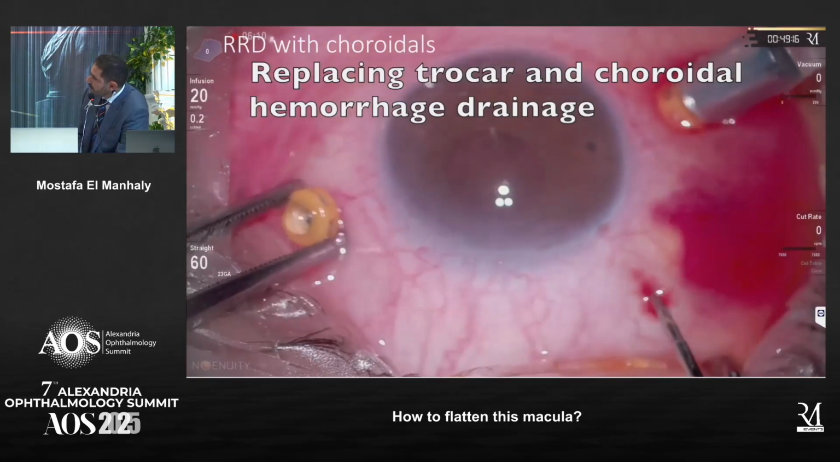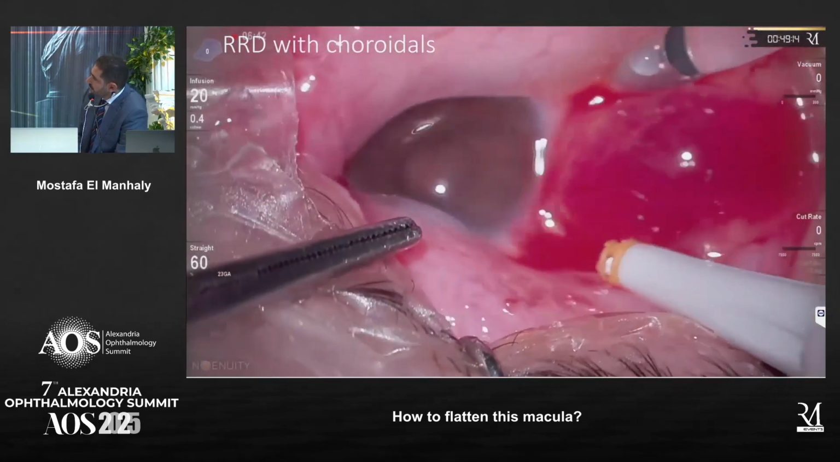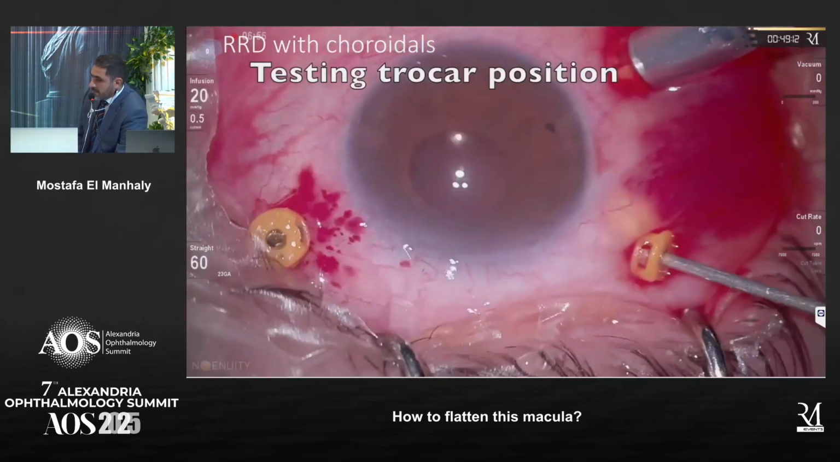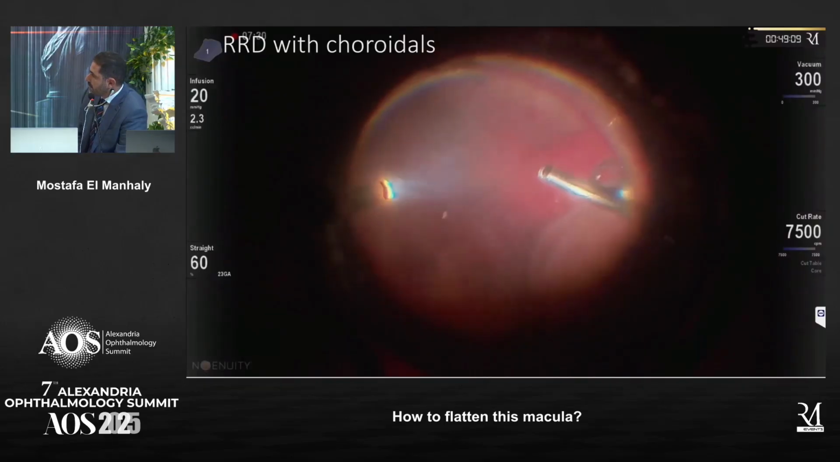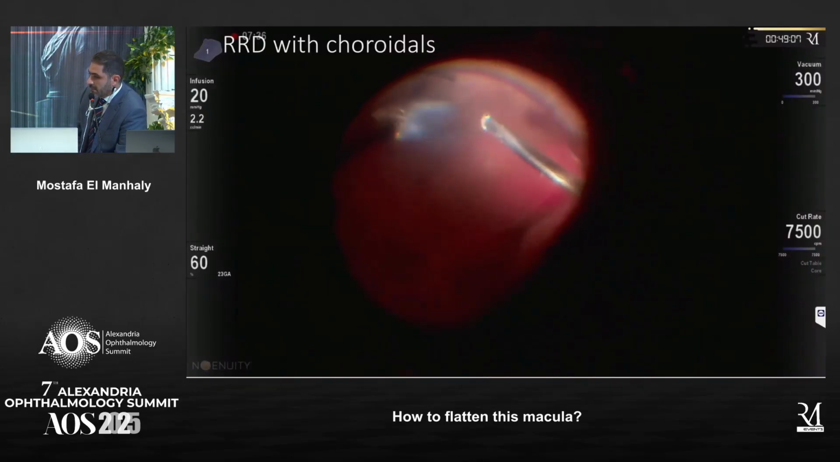Of course, I would like to do an ultrasound before the surgery if I notice choroidals, because I would put my infusion cannula in the quadrant with the least elevation of the choroid.